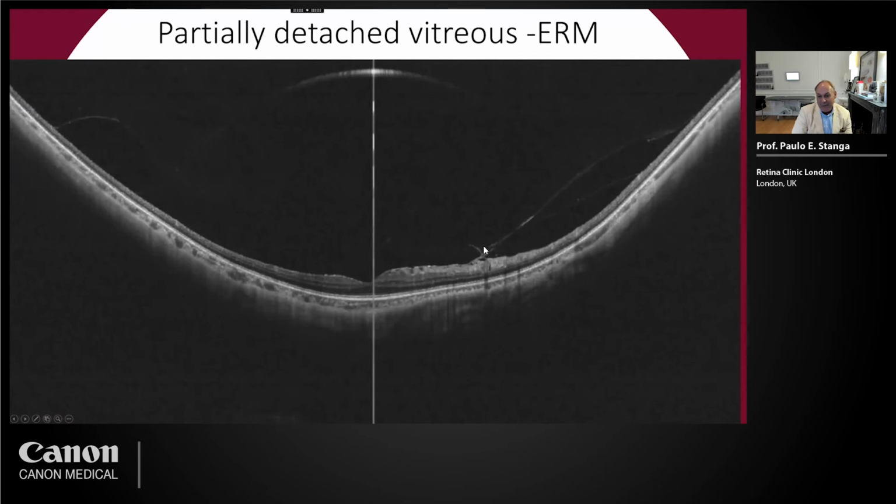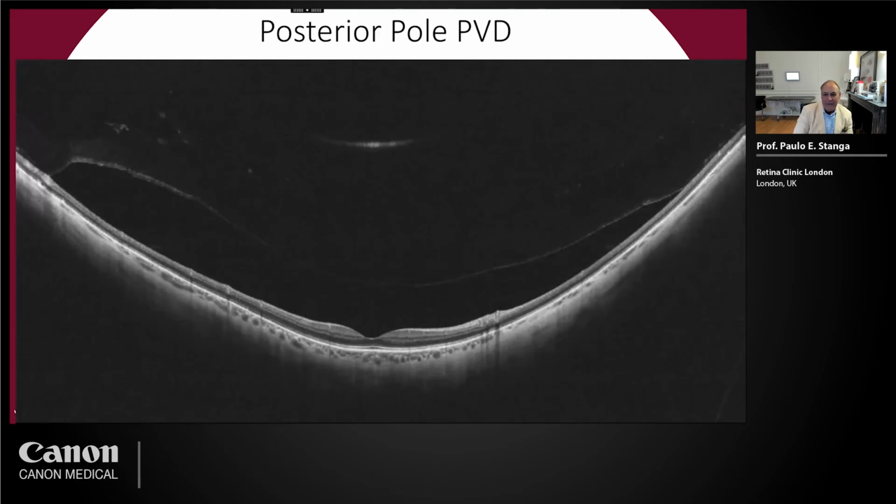macular epiretinal membrane, a vitreous attachment on the edge of the membrane, a partial posterior pole PVD. You can see up to where the vitreous is detached. So this patient has not got a PVD. You can see another example here.